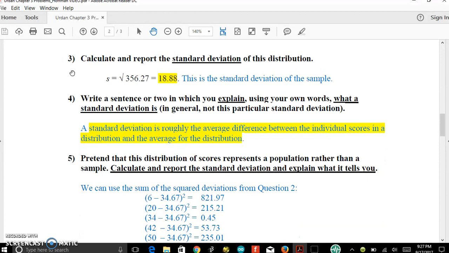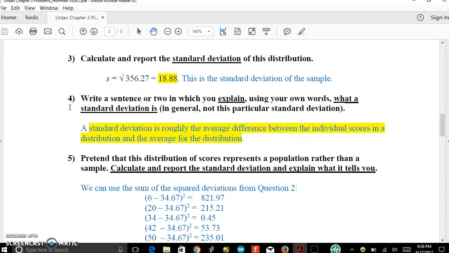Question 3. Calculate and report the standard deviation of this distribution. The standard deviation is just the square root of the variance. S here represents the sample standard deviation. So S equals the square root of 356.27, which equals 18.88, which is the standard deviation of the sample.